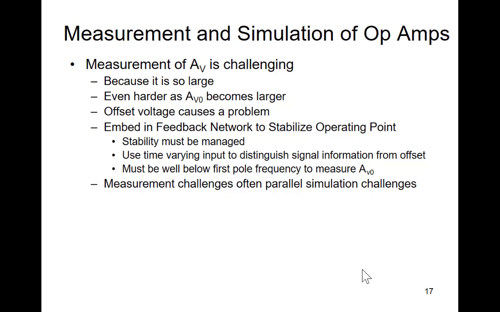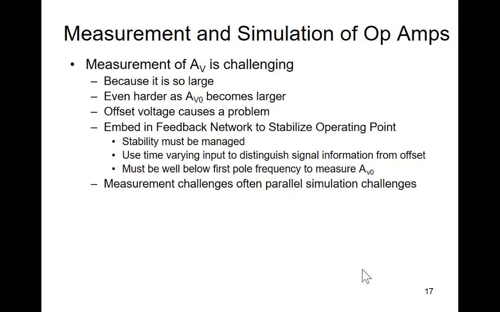Some of you did it last time. If you do that, of course, when we apply feedback, we have to be sure we don't go unstable. So we still have to manage stability. We'll talk more about how to avoid that problem after we talk about compensation.